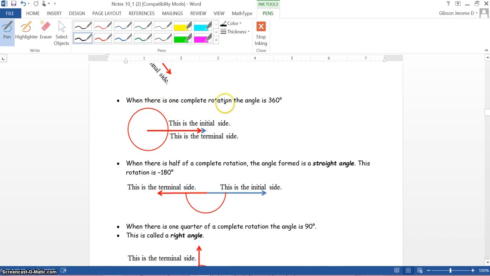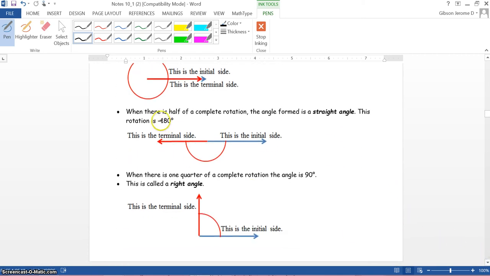Now, when there is one complete rotation, the angle is 360 degrees. This is the initial side, this is the terminal side. So basically when you travel around and end up at the same place you started, that's a 360 degree angle, or a complete rotation. When there is half of a complete rotation, the angle formed is a straight line. This rotation is a negative 180 degrees. This is the terminal side. This is the initial side.